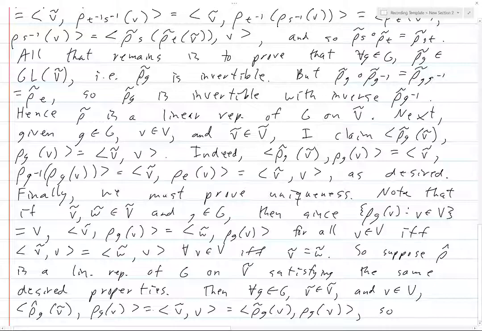And so that means precisely that ρ̂(g)ṽ is going to be equal to ρ̃(g)ṽ. Now this holds for every single ṽ in Ṽ, and that tells us that ρ̂(g) is equal to ρ̃(g), and this holds for all g in G, and that tells us that ρ̂ is equal to ρ̃. And so there we go. That's how you get from this statement to ensuring the uniqueness of ρ̃ as the only linear representation with these properties. And so there you go. We've finally completed this proof.